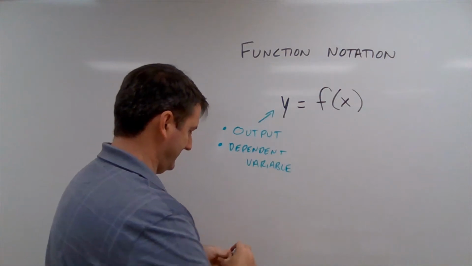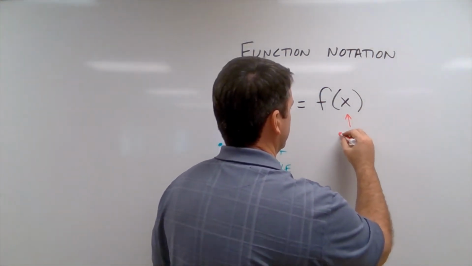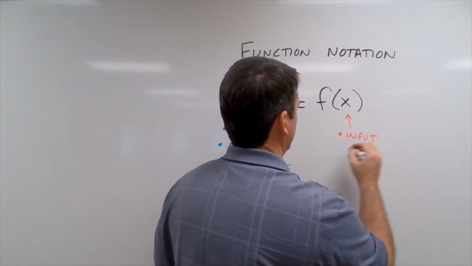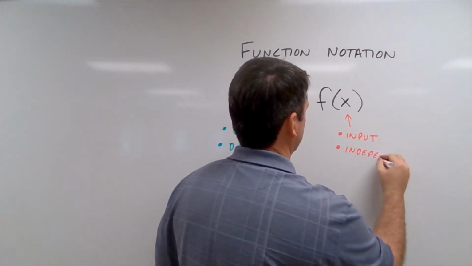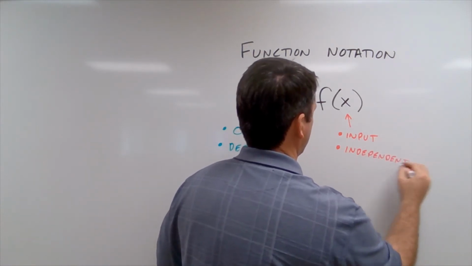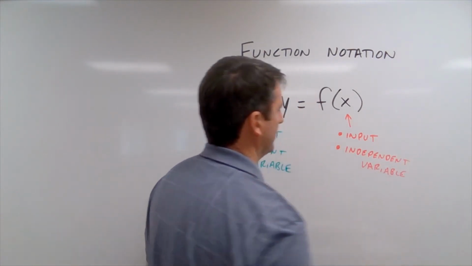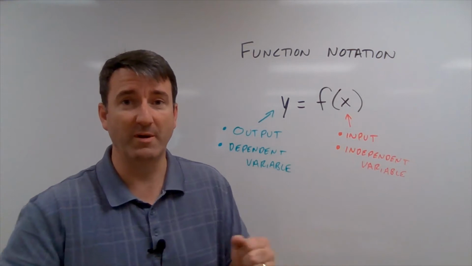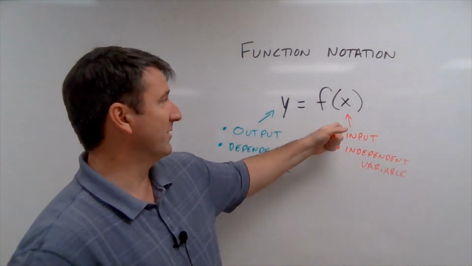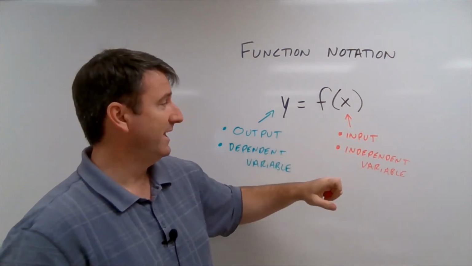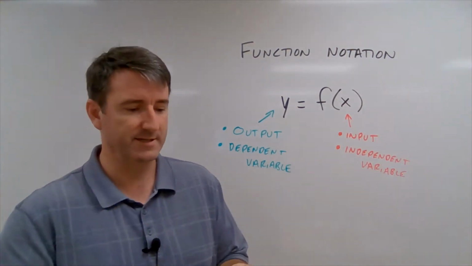And then x is our input, and that's our independent variable. So if it helps you to remember which is the independent variable and which is the dependent variable, you can remember that x is our input, it's our independent variable, and it goes inside the parentheses.